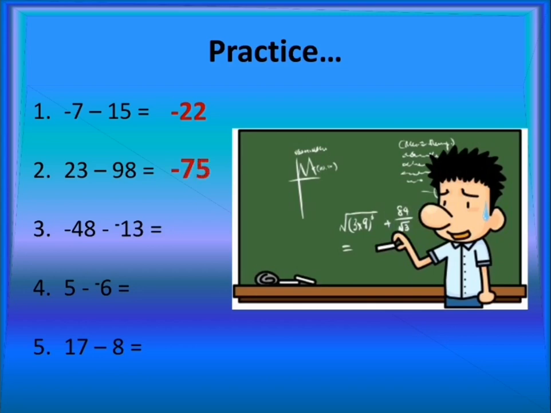Okay, next, negative 48 minus negative 13. So, keep negative 48, so magiging plus positive 13, so magiging negative 35. Next, 5 minus negative 6, magiging positive 11. And then for our last number, 17 minus 8. 17 minus 8 is equal to 9.